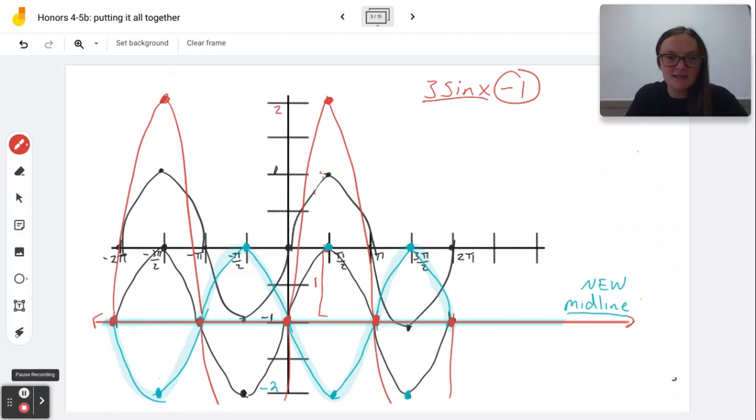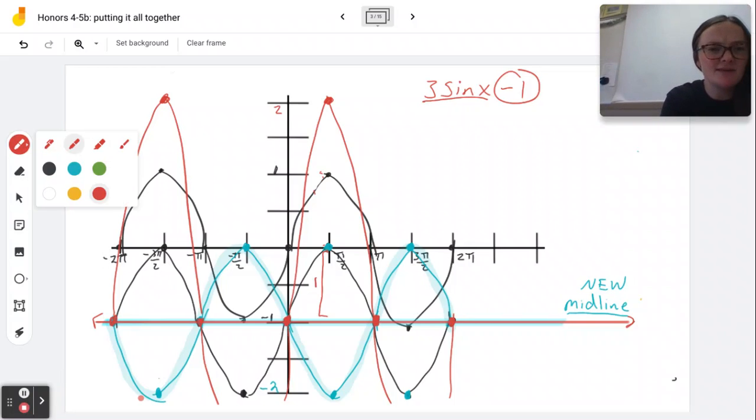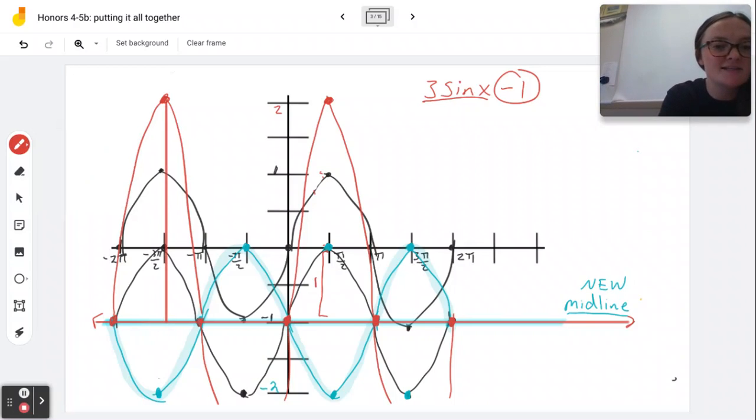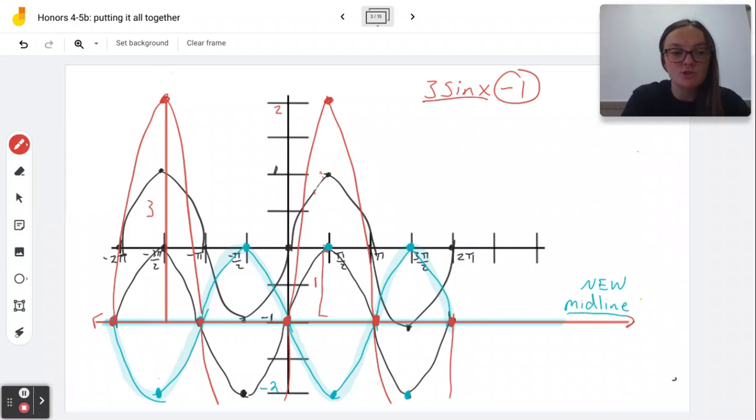So it's the same as the sine graph. It got shifted down 1. And now you can notice that everything has an amplitude, or the distance from the midline to a max. We can see that that distance is now 3, which works for us. So let's move on to the last question.